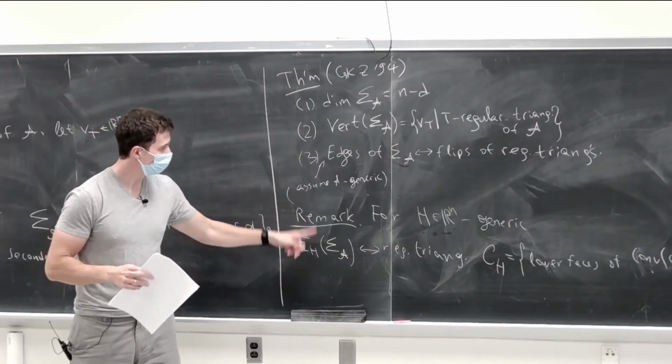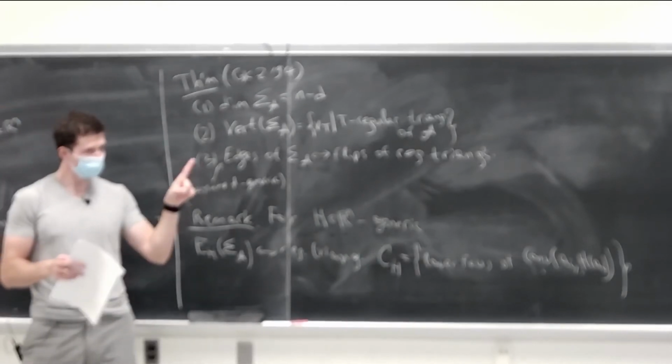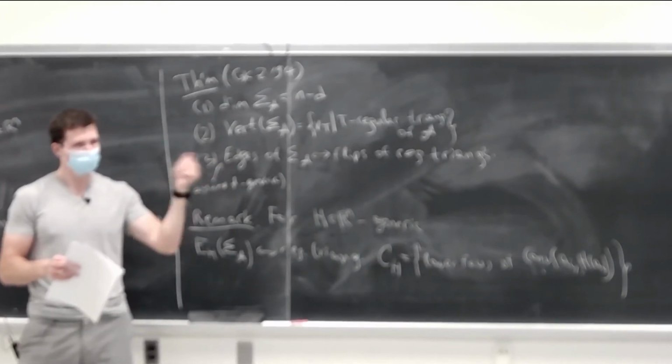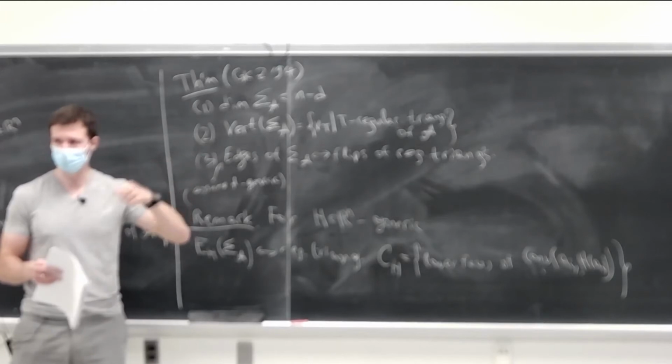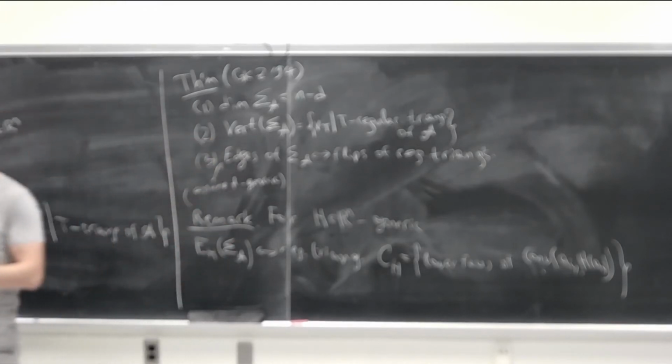As you vary h in general, if it's generic, it gives you a vertex. As you change it in a generic way, your vertices are going to change, but they're going to be connected by edges. A very nice, natural structure.